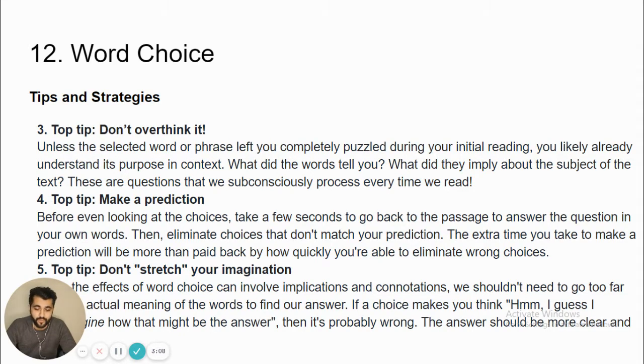Number four, make a prediction. Before even looking at the choices, take a few seconds to go back to the passage to answer the question in your own words, right? And then eliminate the choices that don't match your prediction. This will help you save time.